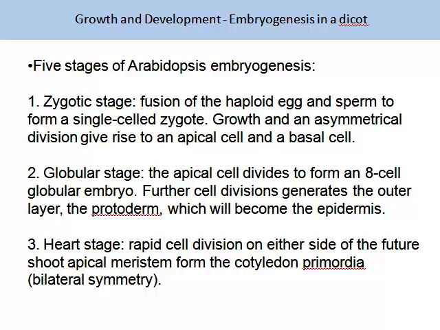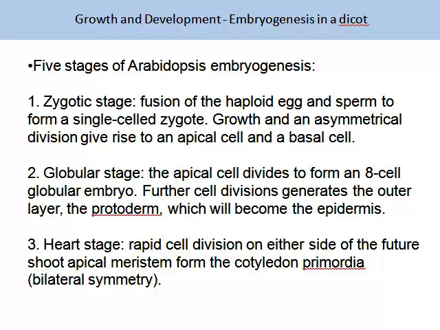There are 5 stages of Arabidopsis embryogenesis. The first stage is the zygote stage. This is where the fusion of the haploid egg and sperm to form a single-cell zygote occurs. Growth and an asymmetric division give rise to an apical cell and a basal cell.